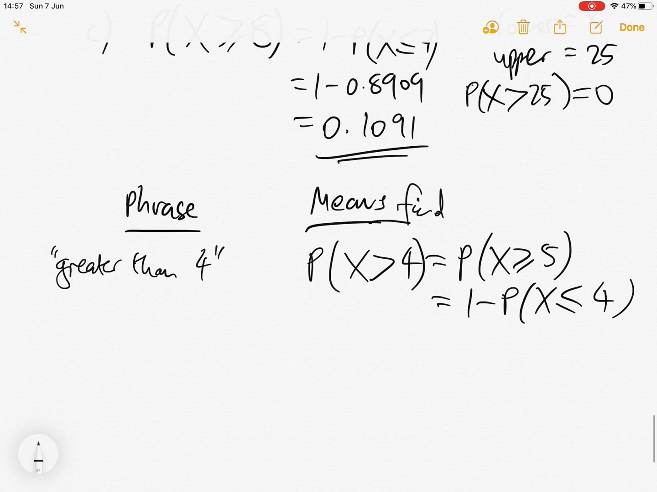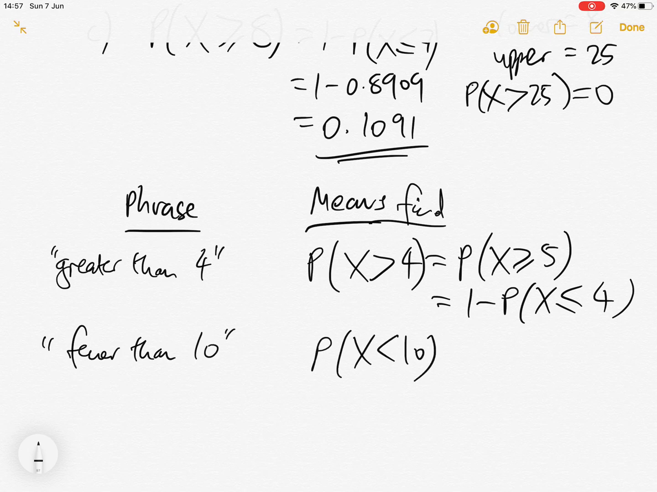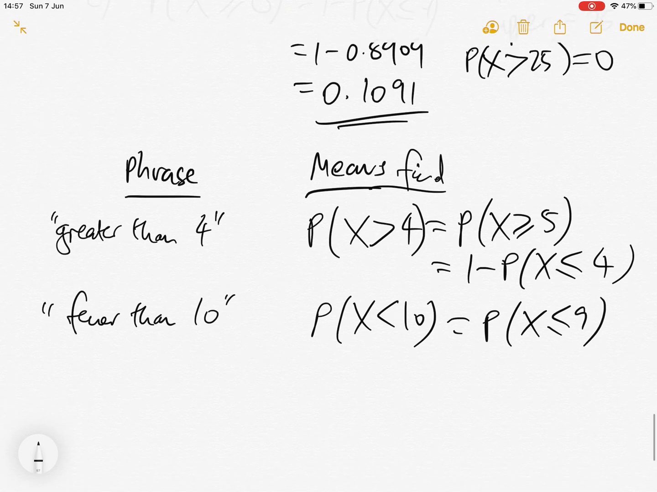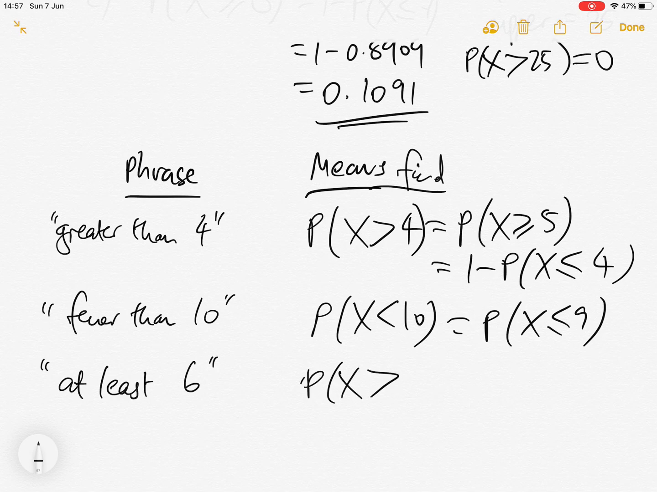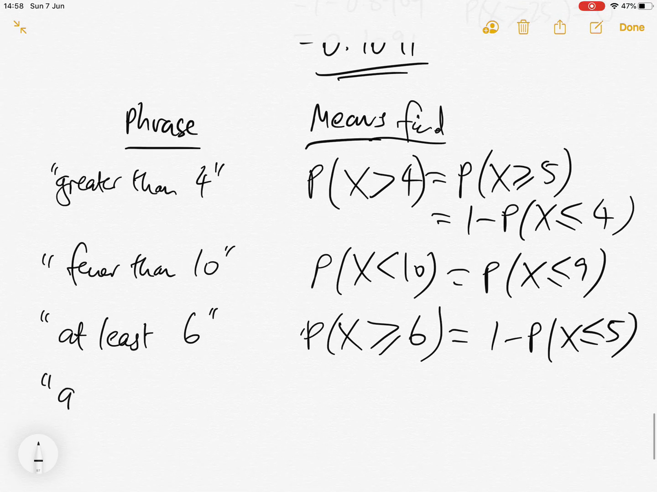So you have to be careful here. When you see greater than 4, that doesn't include 4. Similarly, if you see fewer than 10, this means probability x is less than 10, which is the same as the probability x is less than or equal to 9. If you see the phrase at least 6, that means the probability x is greater than or equal to 6, which is also the same as 1 minus the probability x is less than or equal to 5.